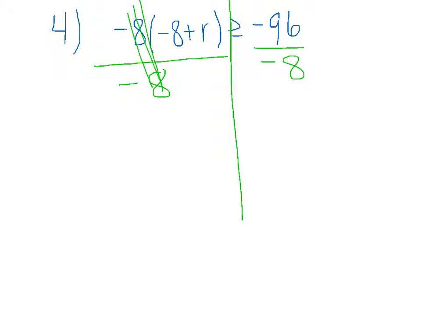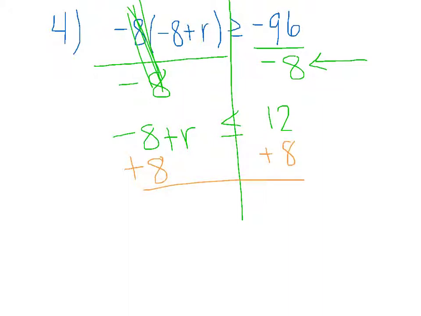These, of course, cancel out, and so there's no more 8 out in front, and I can bring down -8 plus r. Do I need to flip my inequality? Yes, because this number is negative. So I flip my inequality, and then -96 divided by -8 is 12. Now I just have a really simple one-step equation. To get r by itself, I'm going to add 8 to both sides. And when I do, I'll have r is less than or equal to 20. Same answer that we had on the other side.